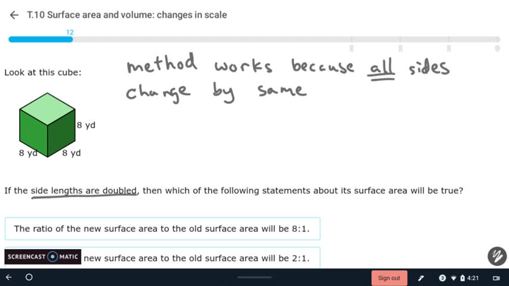So if it helps to see it written out, or if you take notes, that's kind of important to notice. So with this, again, we're going to set it up with the surface area of the new over the surface area of the old. And here, kind of bear with me because this gets kind of tedious.